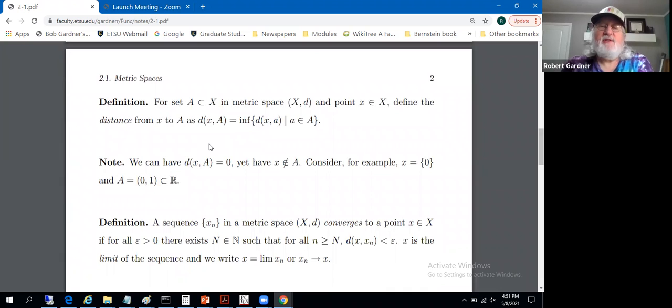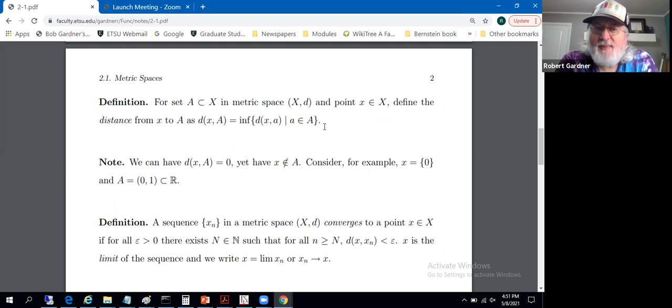Okay, just a handful of definitions and some commentary. As I mentioned, it's a pretty short section. Take set A in a metric space (X, d), and a point x. We're defining the distance from point x to set A as the infimum of the distance from x to lowercase a, as lowercase a ranges over set A.